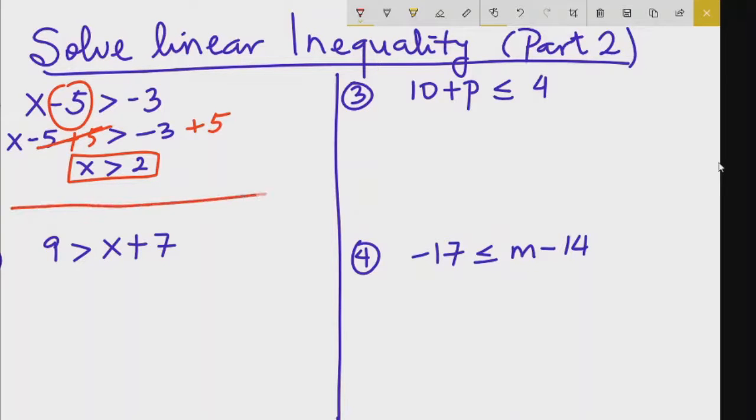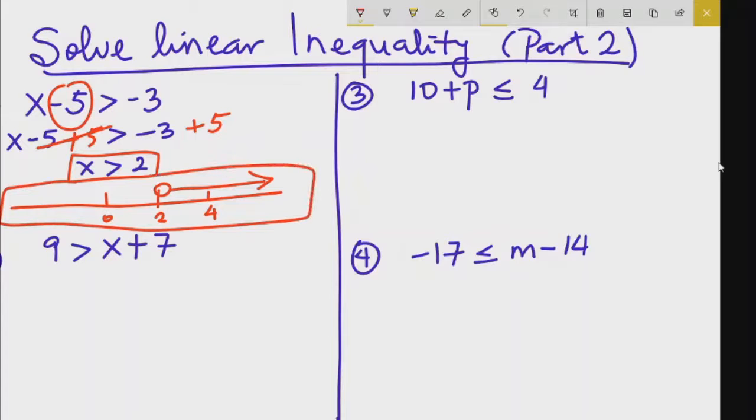And now we can show the answer as a number line. Let's just say this is 0, this is 2. In this case, we have x is greater than 2. It's going to be an open circle, because 2 is not included, and it's going to the right. So the graph of the inequality will go to the right, starting from 2 that is not included. You can represent the answer as this or this.